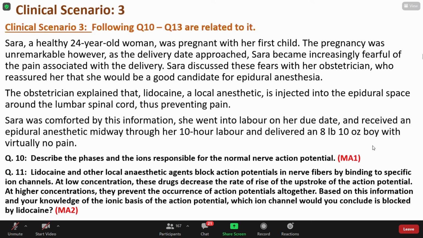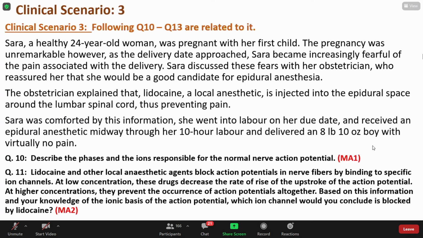Yes. Question number 11. MA2. Yes, doctor. What's your name? Hamza. Hamza, please. So I read the question. Lidocaine and other local anesthetic agents block action potentials in nerve fibers by binding to specific ion channels. At low concentration, these drugs decrease the rate of rise of the upstroke of the action potential. At higher concentrations, they prevent the occurrence of the action potential altogether. Based on this information and your knowledge of the ionic basis of action potential, which ion channel would you conclude is blocked by lidocaine?